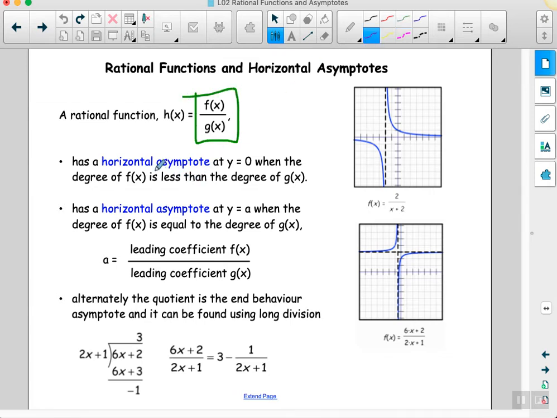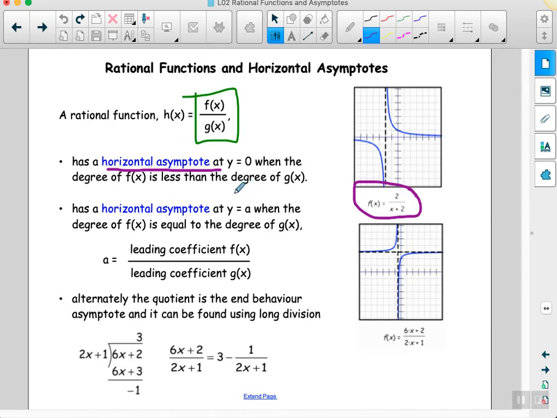Well, you will get a horizontal asymptote whenever the degree of g of x is larger than the degree of f of x, or the way I've written it here, the degree of f of x is less than the degree of g of x. So in this case, 2 over x plus 2. The degree of the numerator is 0, the degree of the denominator is 1. That's why we're getting that horizontal asymptote over there.